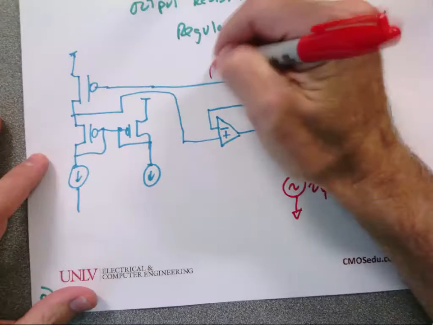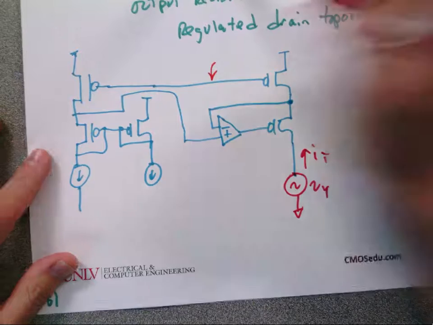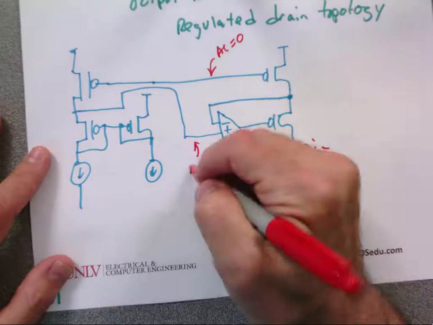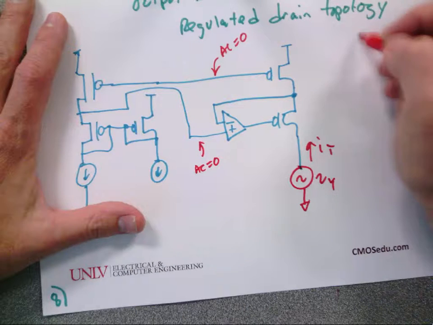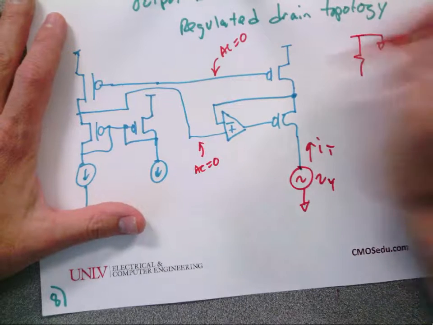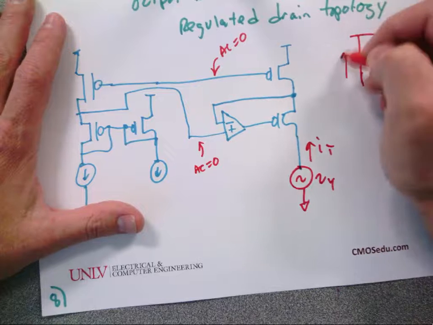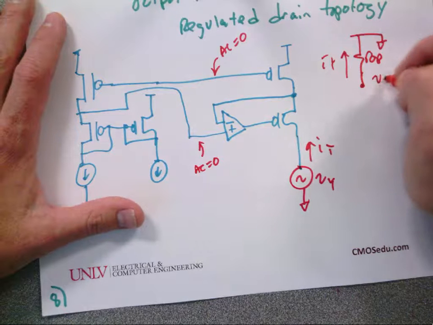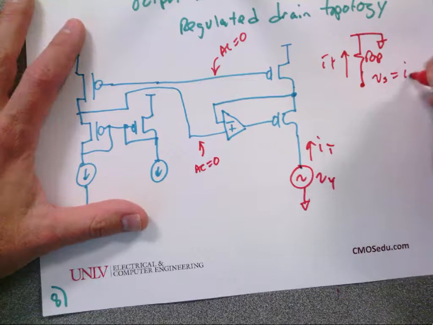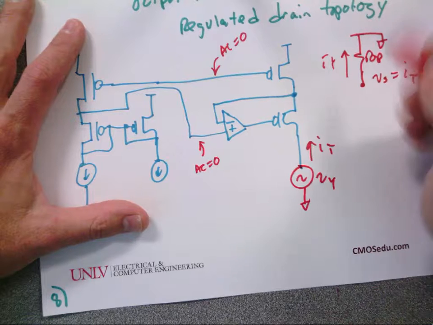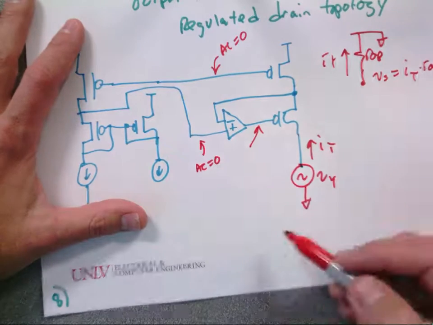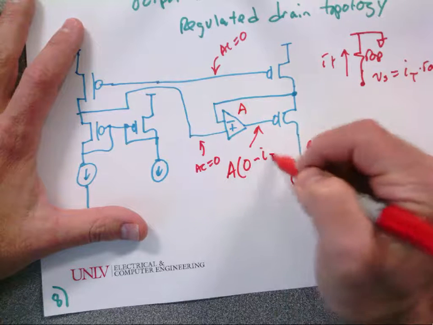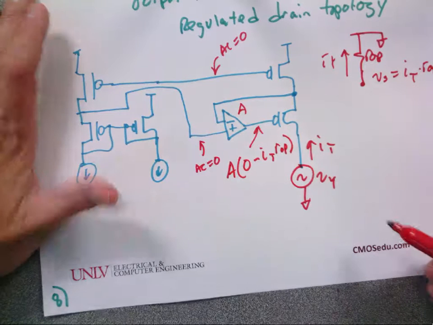Okay, so what's this AC voltage? What's this AC voltage? Okay, so what do I replace this transistor with? R out P. What's the current that flows in there? I test. This voltage is V source, so V source equals I test times R out P. What's the output voltage here? Right?